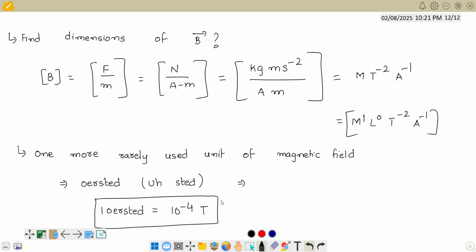It may not be asked in normal examinations, but even if this unit is asked, generally he will mention in the question that one Oersted is equal to 10 power minus 4 Tesla. So no need to remember this value that much. We'll go for the next topic, or we'll solve one problem before going into the next topic.